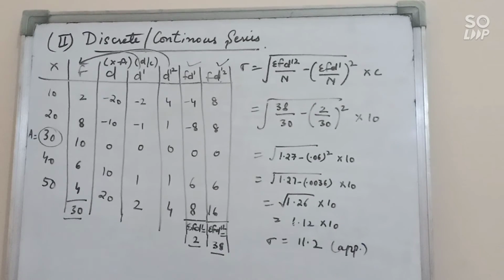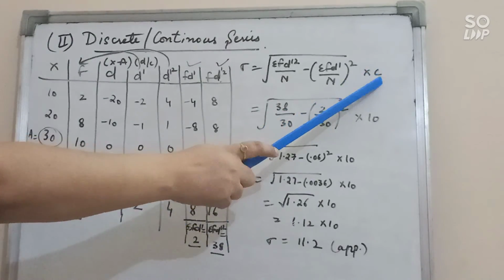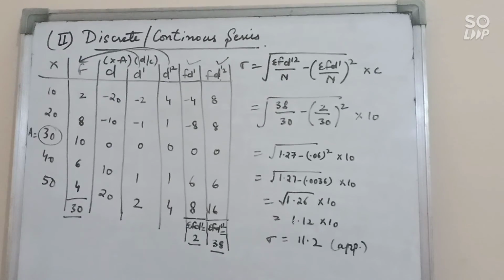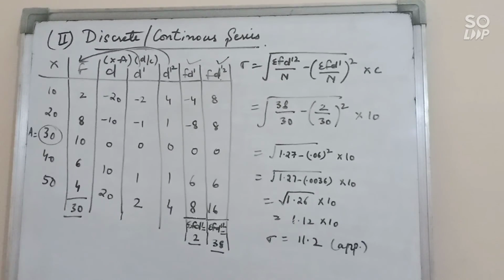If nothing is given in the question, then don't use this method because most of the time students forget to multiply it with the c. So it is better to use the shortcut method or direct method, that is the alternative method, to find out standard deviation. Try to use the step deviation method only if it is mentioned in the question: find out standard deviation with the step deviation method. So do all these questions, this topic is finished. Thank you.